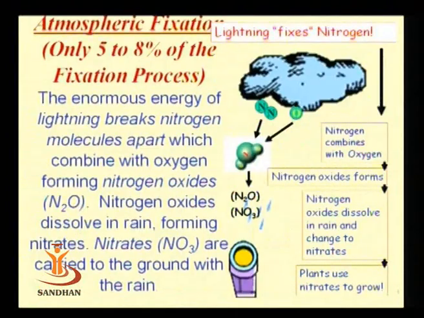Atmospheric fixation. It has been seen that 5 to 8% of the fixation process occurs in this way. Excess lightning breaks nitrogen molecules apart, which combine with oxygen to form nitrogen oxides. Nitrogen oxides dissolve in rain to form nitrates, which are carried to the ground along with the rainwater.